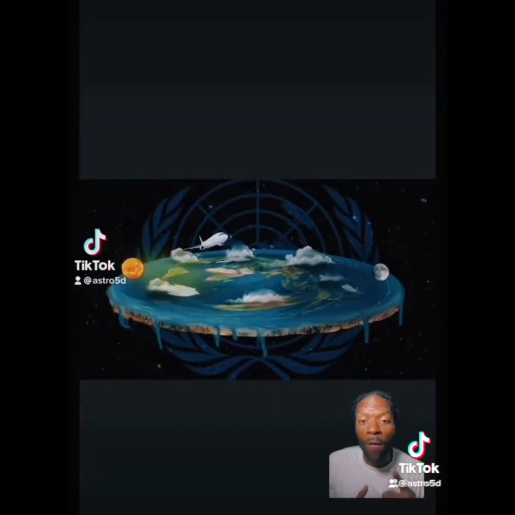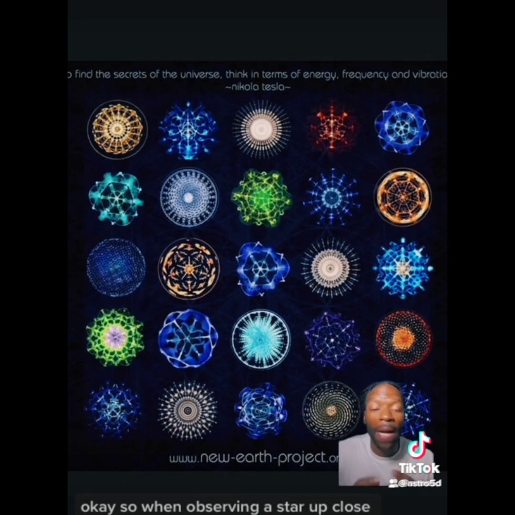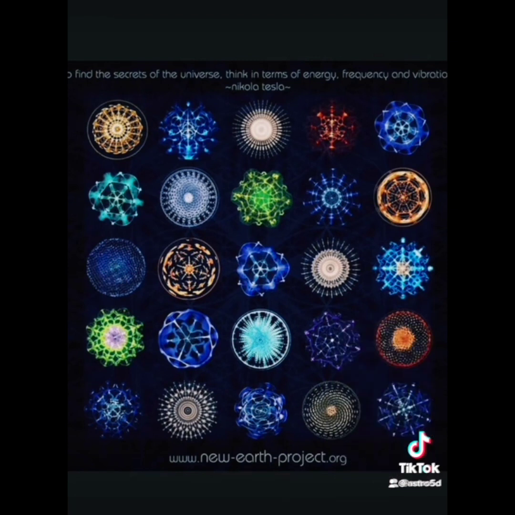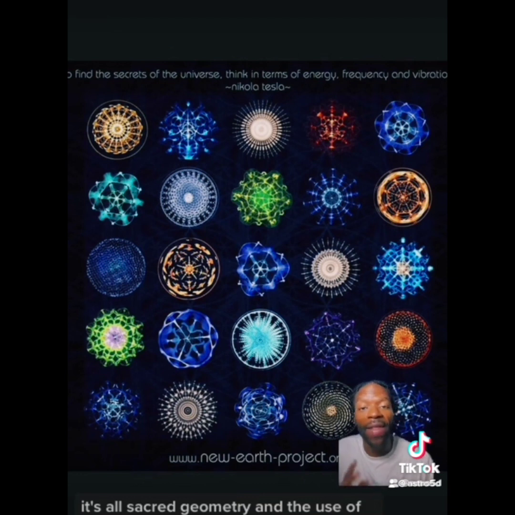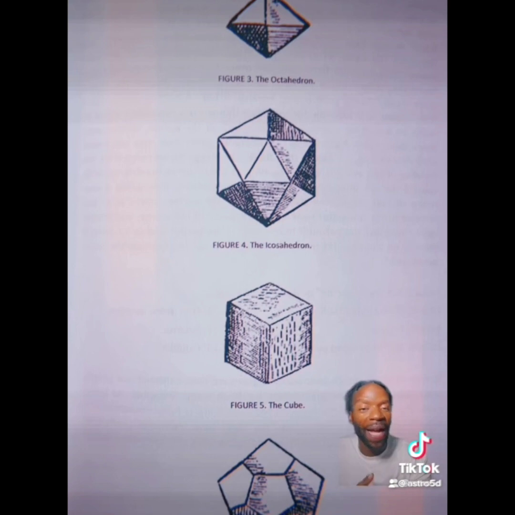Primeval Waters, part 14. Let's get into it. Okay, so when observing a star up close, here are some of the forms that you may see it take. It's all sacred geometry and the use of sound vibrations on water, which causes cymatics. Okay, so we're not going to get into the sacred geometry right now, but I wanted to show you some of the shapes that you should be familiar with.